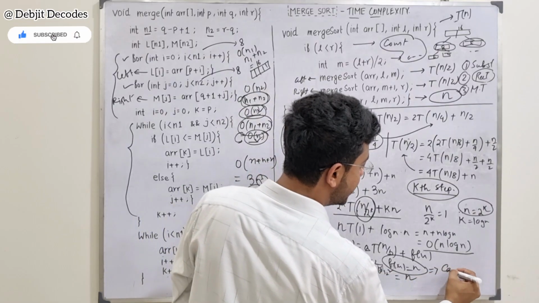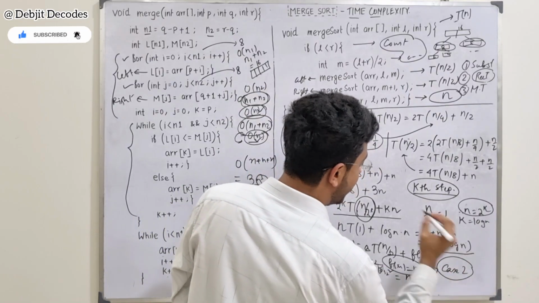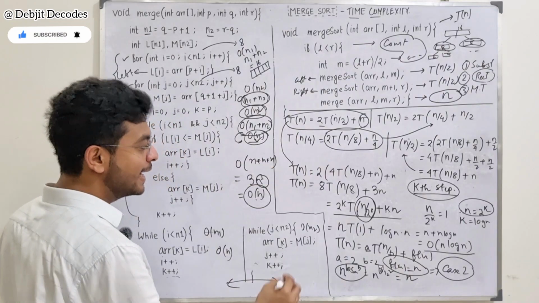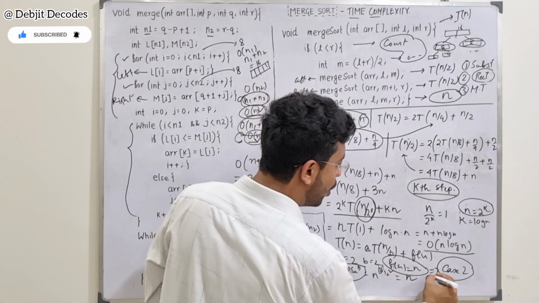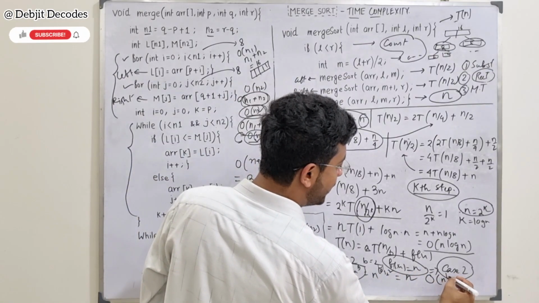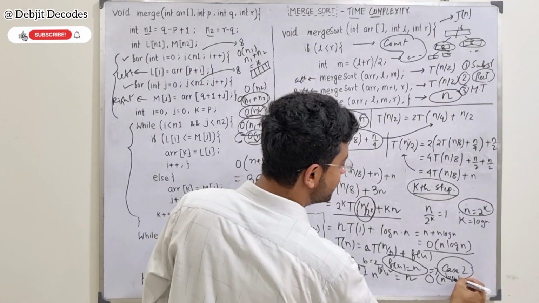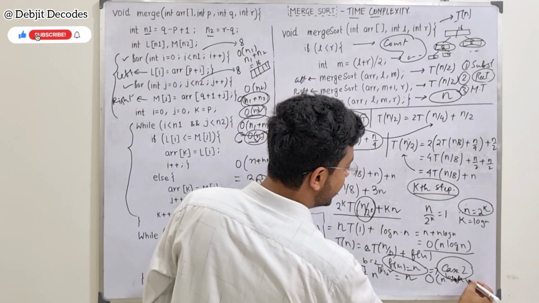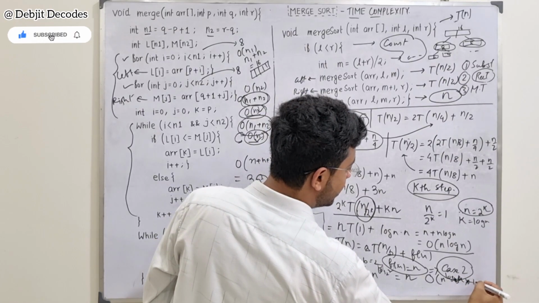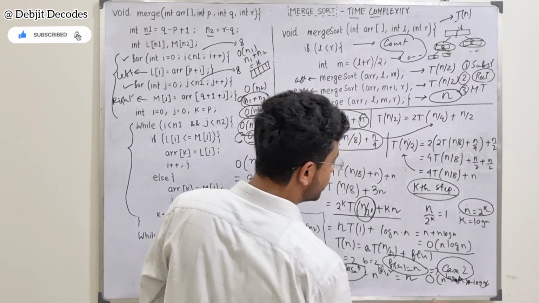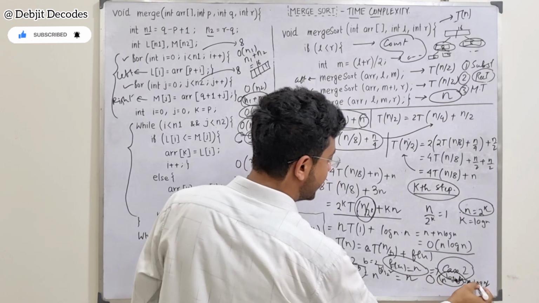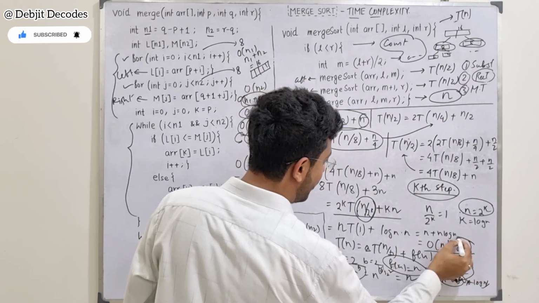So it follows case 2. And what is case 2? Case 2 is big O of n to the power log a base b into log n. So that is n into log n. So this comes as order of n log n.